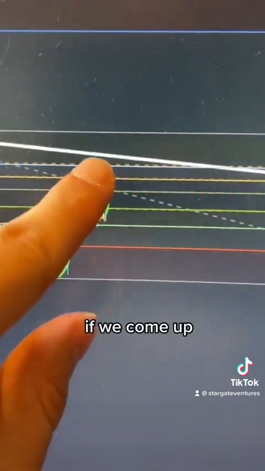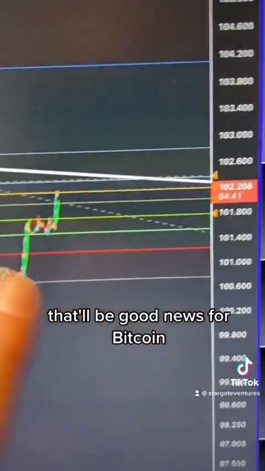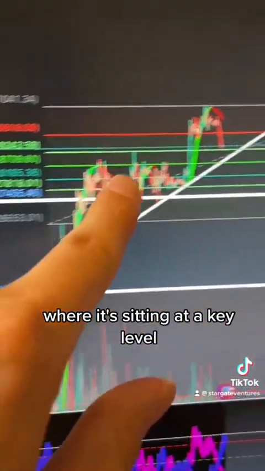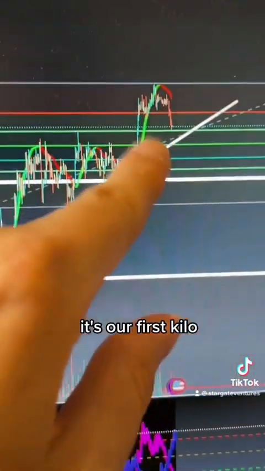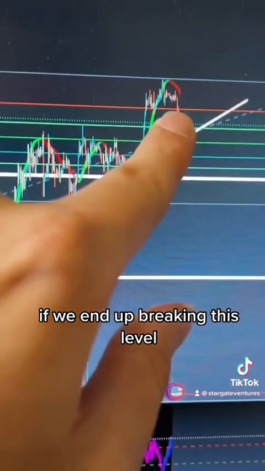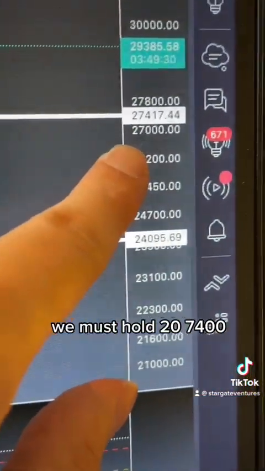And basically if we come up, we get rejected, we curl back down. That'll be good news for Bitcoin where it's sitting at a key level, 29,400 right now. It's our first key level we need to hold. If we end up breaking this level, we must hold 27,400.